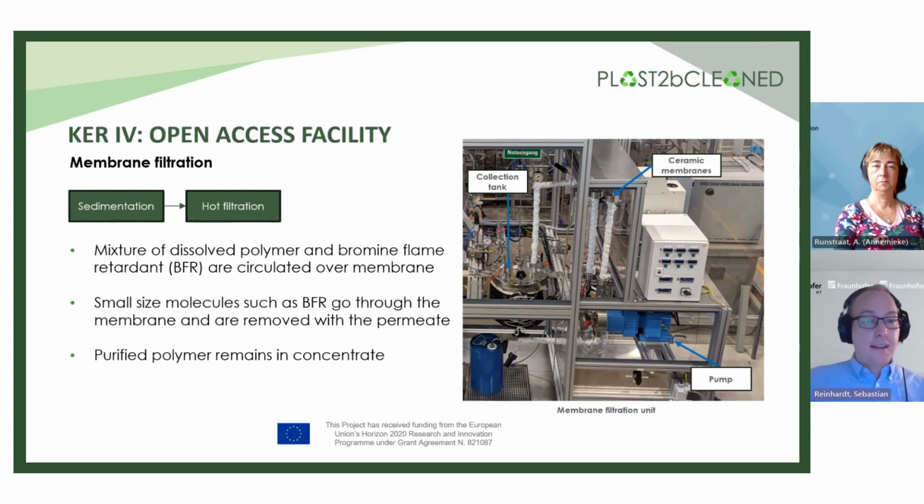In the membrane filtration tank, we still have a mixture of dissolved polymer and bromine flame retardants. And what happens next is that we run this material over a membrane, a ceramic membrane, that is able to remove the bromine flame retardants by size. They go through the membrane and are removed through the permeate, which is the liquid that goes through the membrane. And then only purified polymer remains in the concentrate.